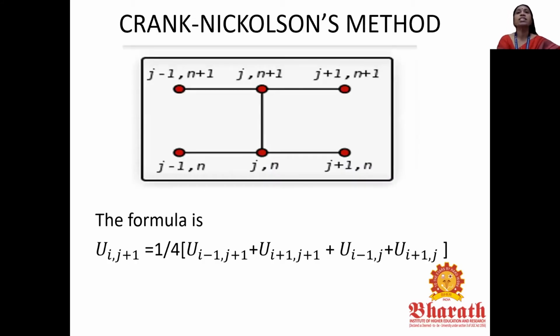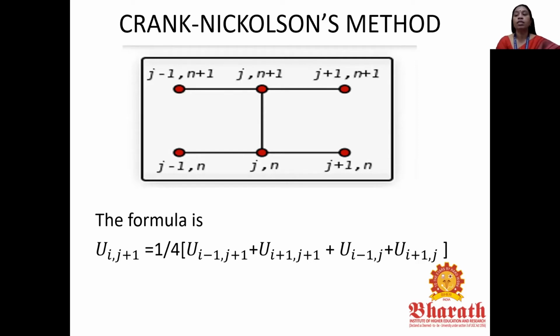So next is the Crank-Nicolson method. You can see the grid. The lower portion is j comma n. If you go to your left side, it is j minus 1 comma n, and if you go this side, it is j plus 1 comma n. If you go up, it is j minus 1 comma n plus 1, then j comma n plus 1, then j plus 1 comma n plus 1.